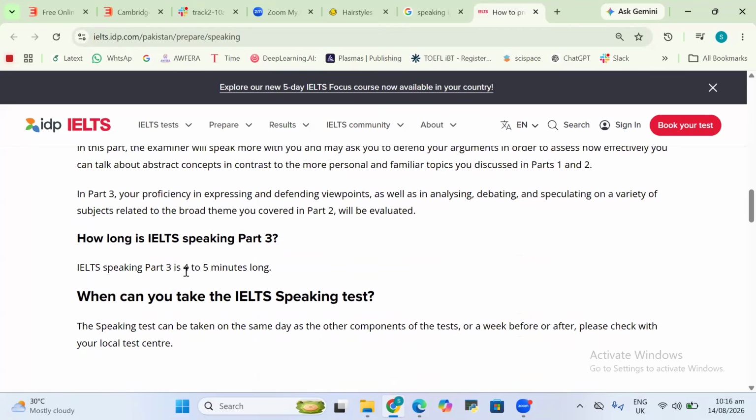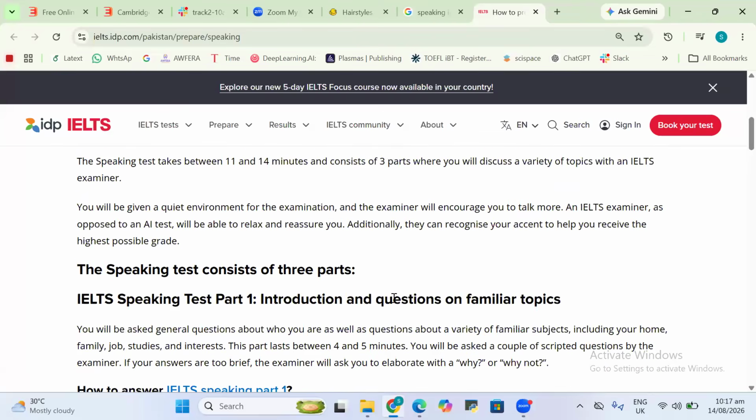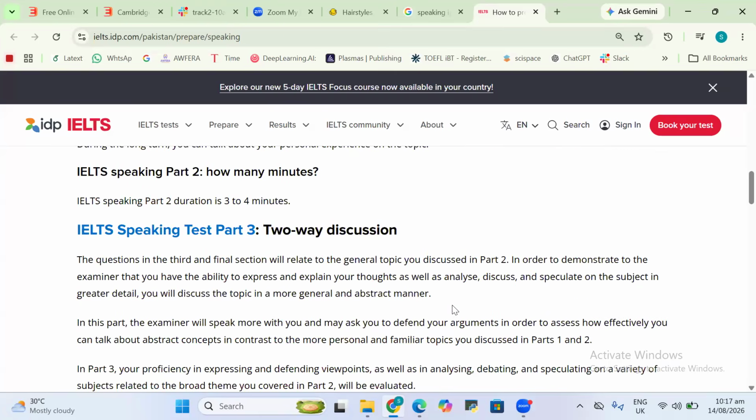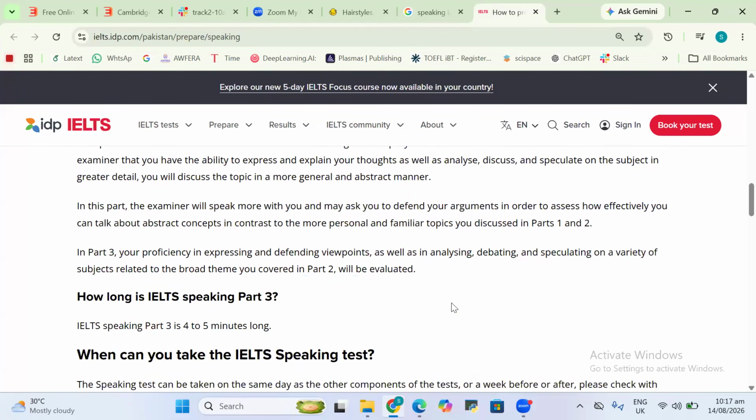Okay, in part three, the examiner also takes 4 to 5 minutes. Basically, the better you perform in part two and part three, the more chance you will get a higher mark, because in part two and part three the examiner understands your speaking level, while part one is related to familiar topics. Usually the examiner asks 5 to 6 questions in part three.